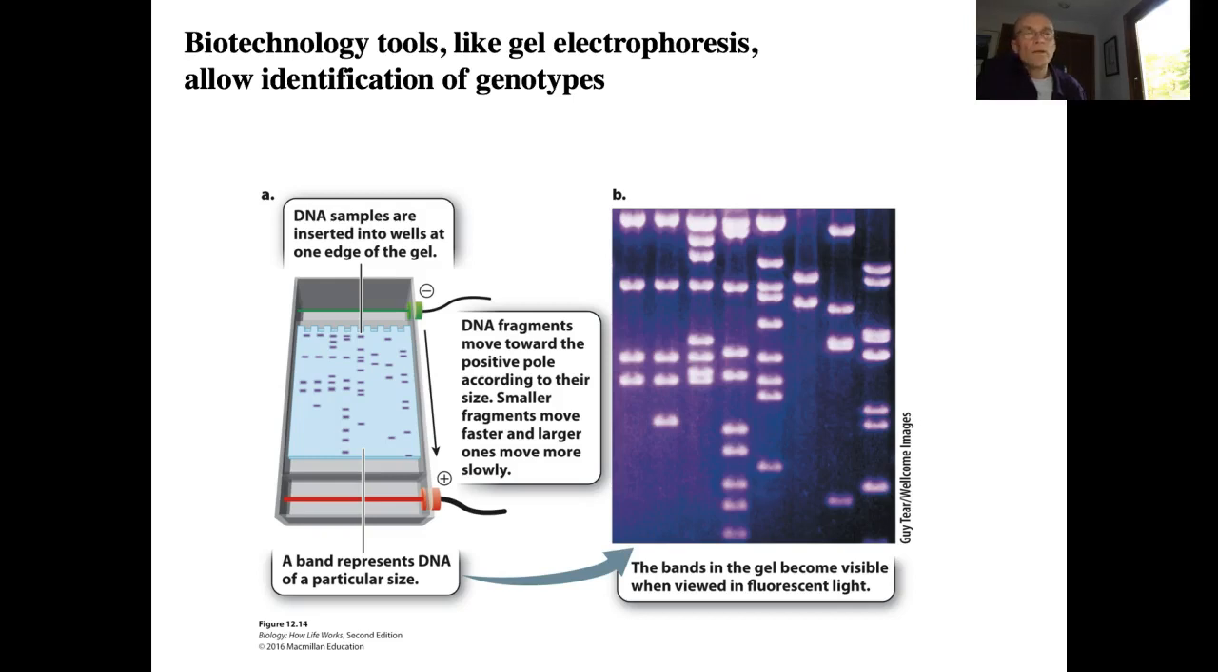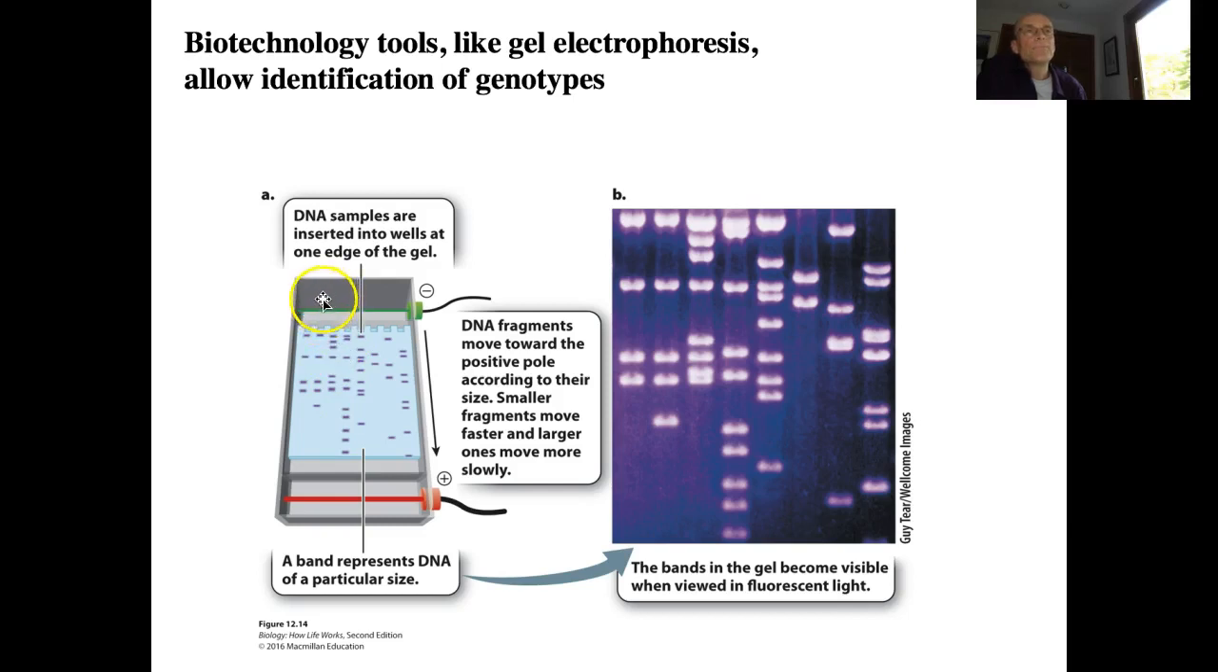So when you're looking for different alleles, what you can do is extract DNA. You take the cells, you extract the DNA from the cells, and then you use a technique that's called gel electrophoresis. So this is an illustration of gel electrophoresis. And I want to show you what gel electrophoresis does.